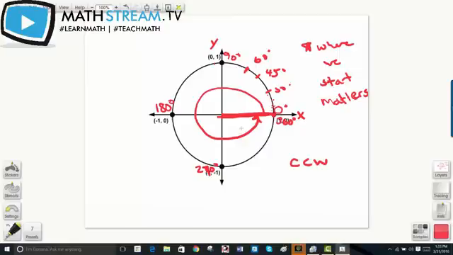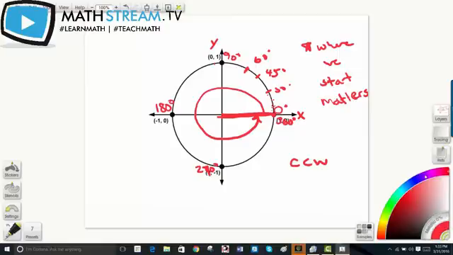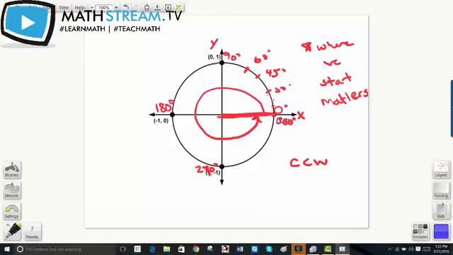So that is the unit circle. It's not anything really earth-shattering, just a circle that we organize degrees around. Now, something that I want to mention before we move on to talking about sine and cosine in the next video is what do we do if we have a degree measure that isn't between 0 and 360?